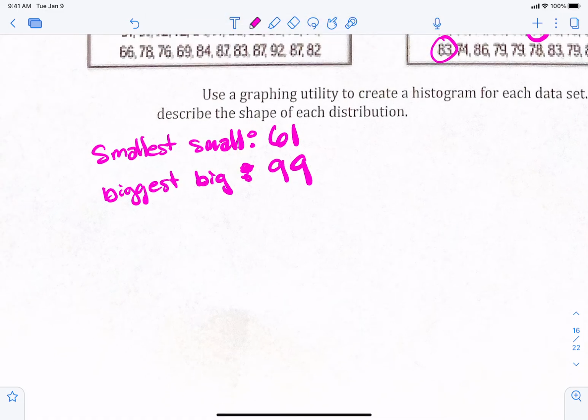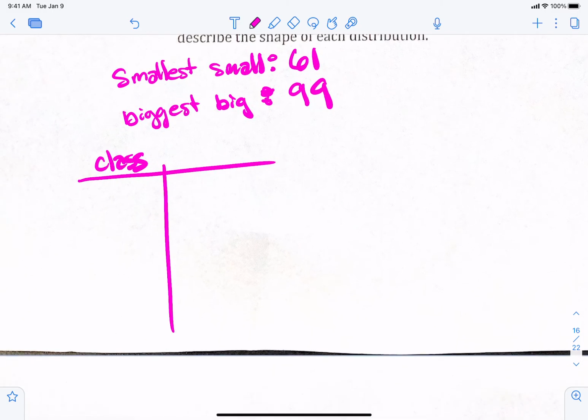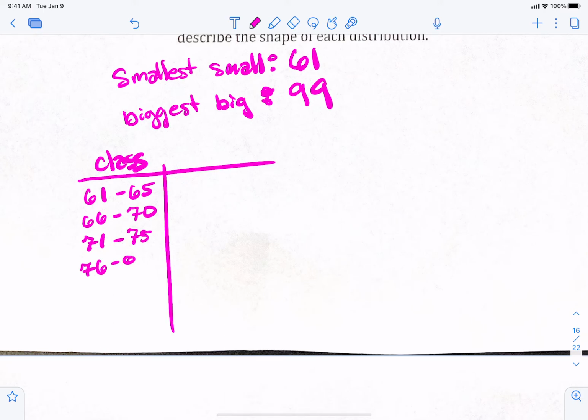Smallest small, biggest big. We want to go by fives. Here's your classes. Let's go 61 to 65. 66 to 70. 71 to 75. 76 to 80. 81 to 85. 86 to 90. 91 to 95. 96 to 100.